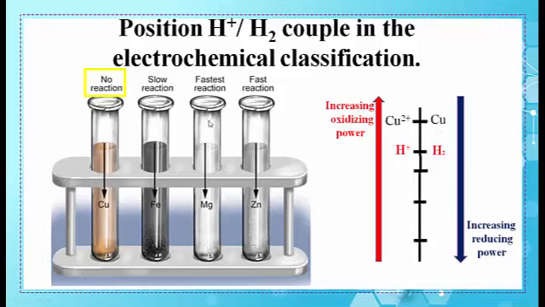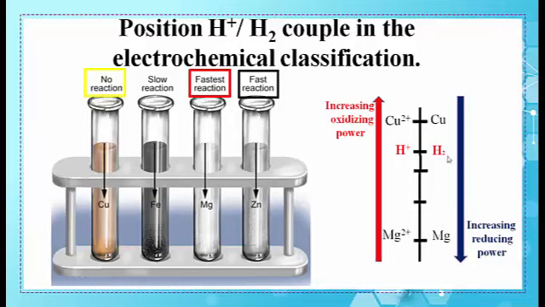And also we said that magnesium undergoes the fastest reaction with the acid. This means that it has the greatest reducing power. So we place it here. Okay? Mg2 plus Mg. Also we said that a fast reaction takes place between zinc and the acid. It is a fast reaction, but it is slower than the reaction between magnesium and the acid. This means that Zn has a greater reducing power than H2.